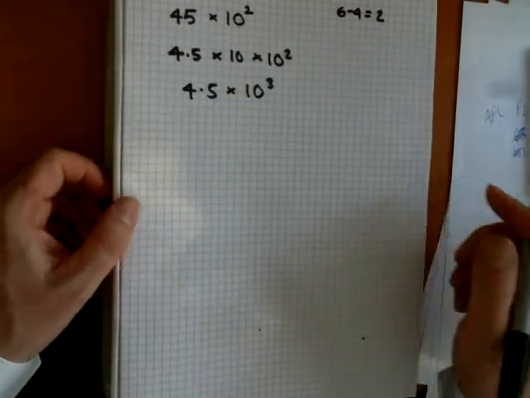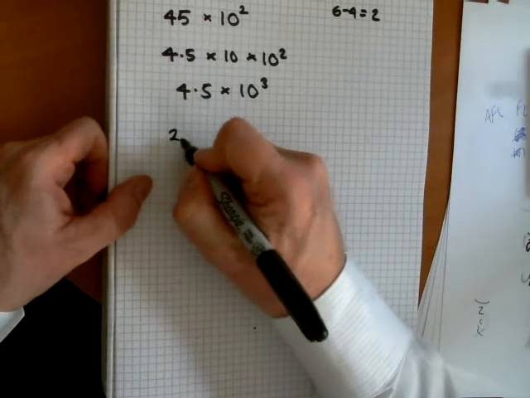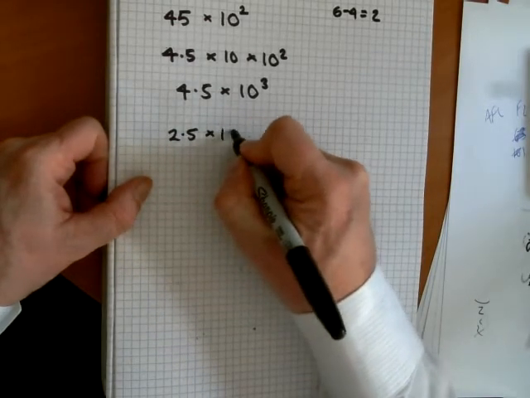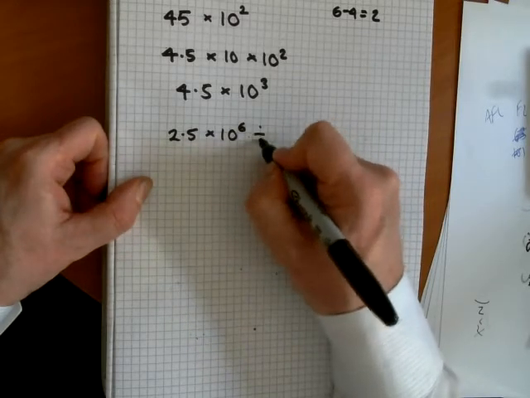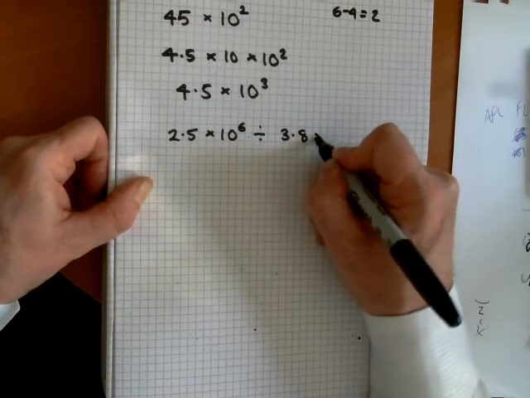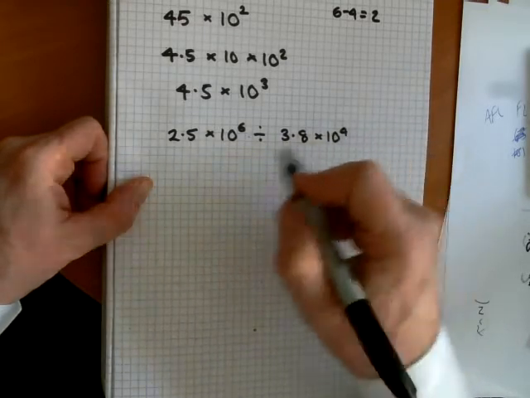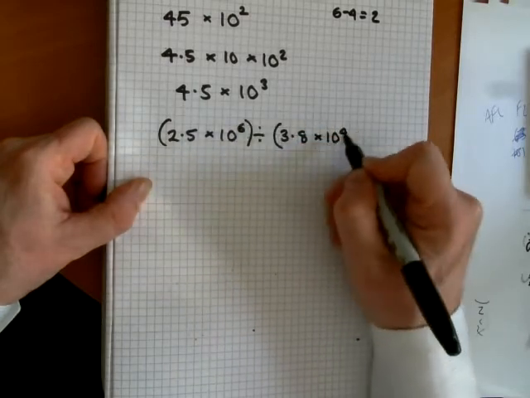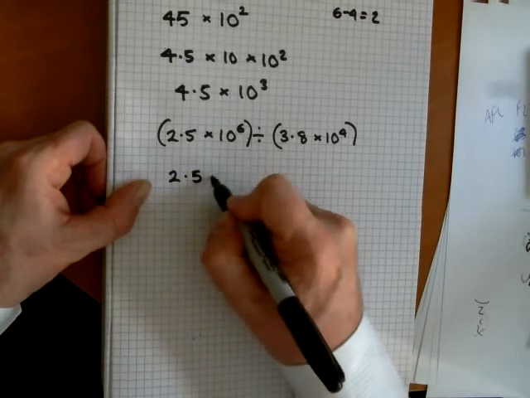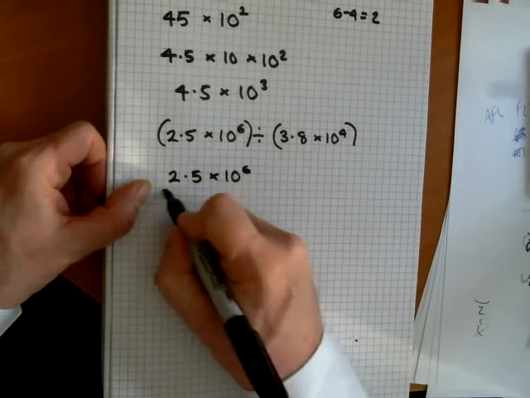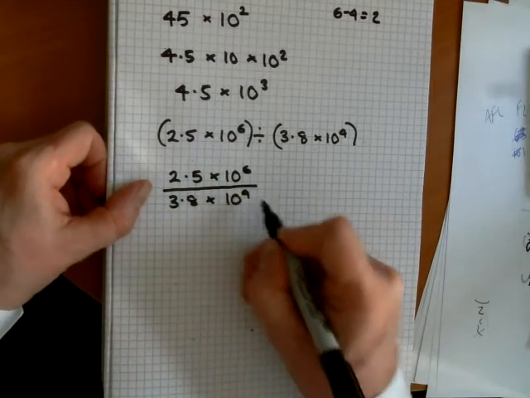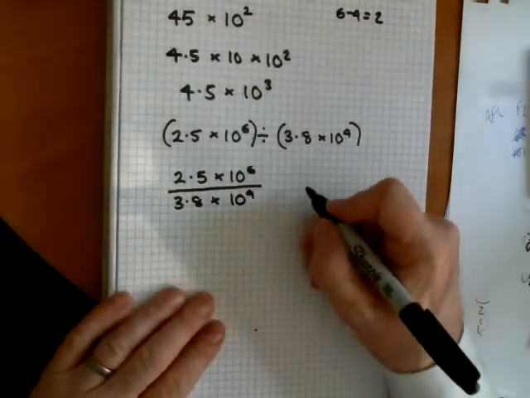We'll now look at some division. So I have 2.5 times 10 to the 6 divided by 3.8 times 10 to the 4. So really this should be thought of like that. We can write this as 2.5 times 10 to the 6 all over 3.8 times 10 to the 4. Now with this one it's fairly easy to get the power right.